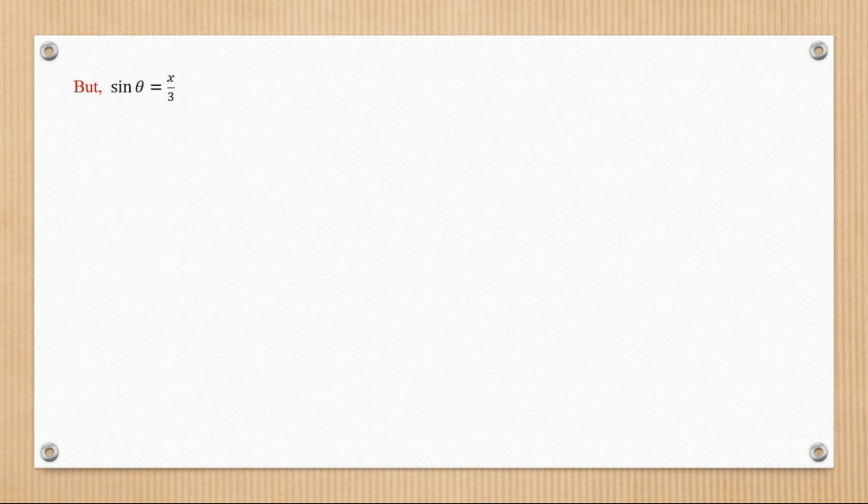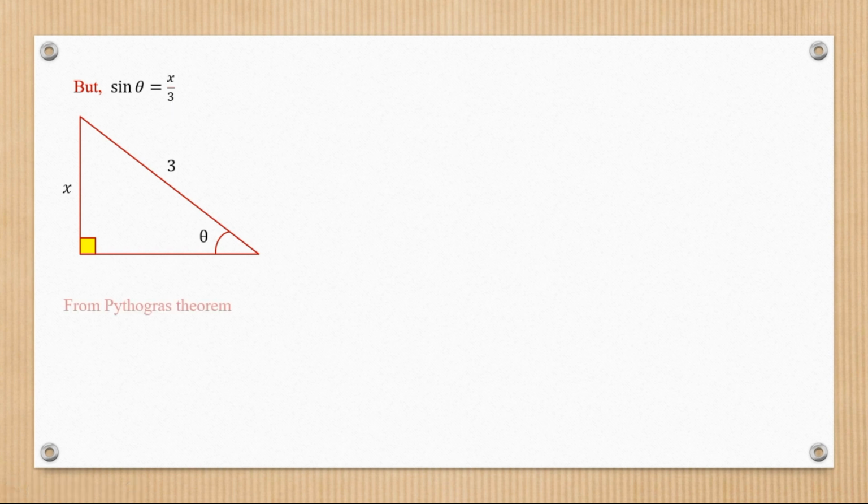Now we know that sine theta is x over 3. So we can put this in a right angle triangle, and we know that sine represents opposite over hypotenuse, so the opposite value must be x and the hypotenuse value must be equal to 3. So now we can find this adjacent part right here.